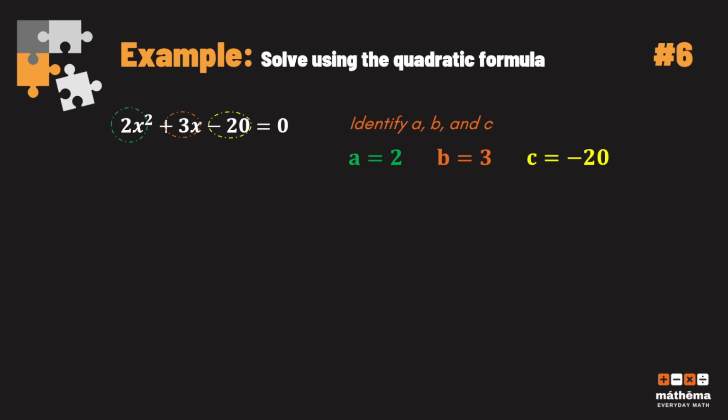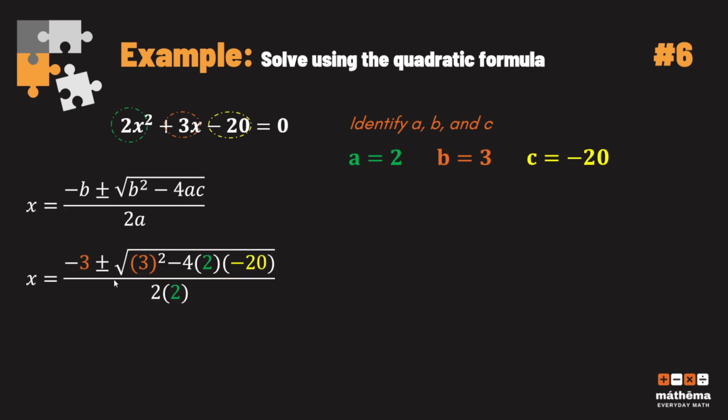Substitute these values into our quadratic formula. We will have x is equal to negative 3 plus minus the square root of 3 squared minus 4 times 2 times negative 20, all over 2 times 2. That will give us negative 3. 3 squared is 9. Negative 4 times 2 is negative 8, times negative 20. That is equal to a positive 160. All over 2 times 2 is 4.